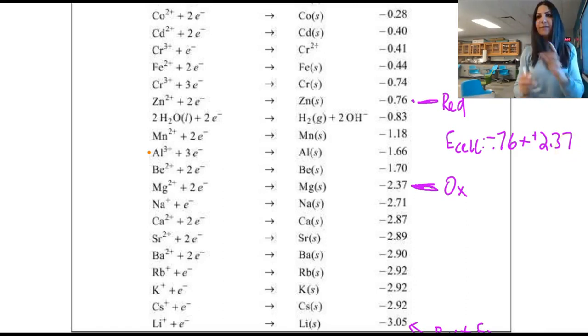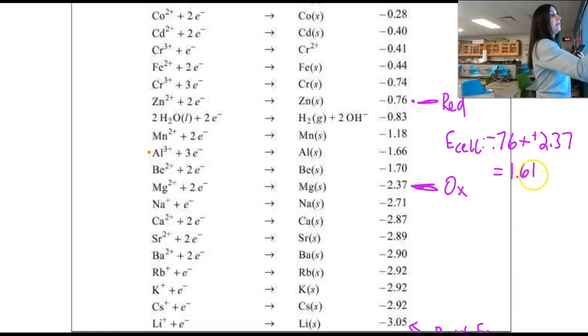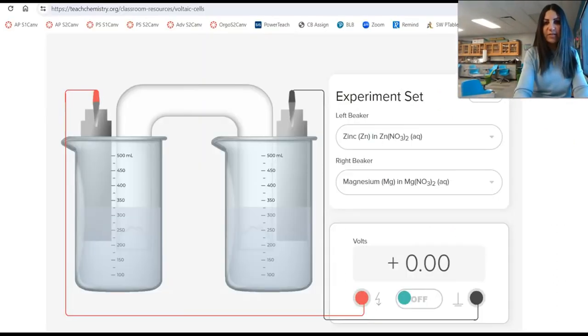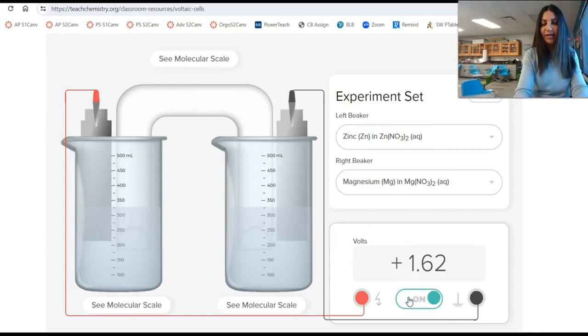So let's go ahead and put this into my calculator, negative 0.76 plus 2.37, and I am getting 1.61 as my answer. And that would be in volts. That should be good because it's positive. So let's see if we did this correctly. Let's take a look at our simulator here and turn it on. Oh, 1.62. We're off by 0.01. Maybe there was just some error in either our chart or maybe theirs is a little bit different.